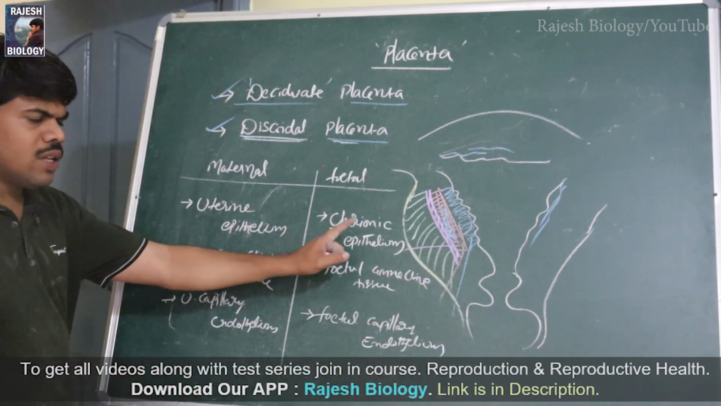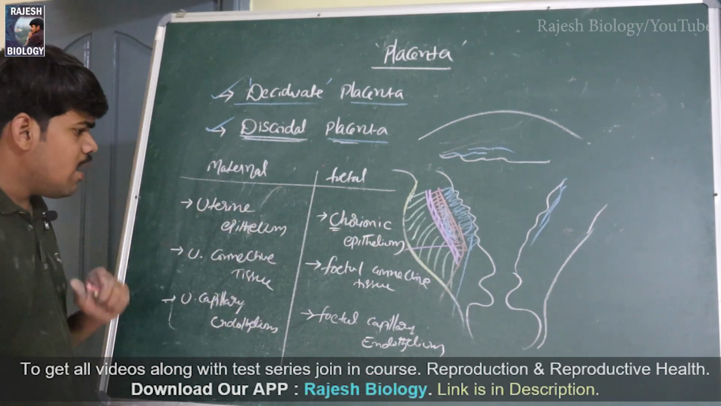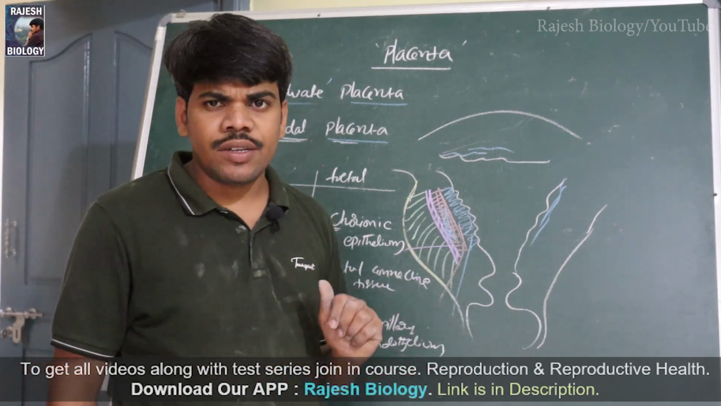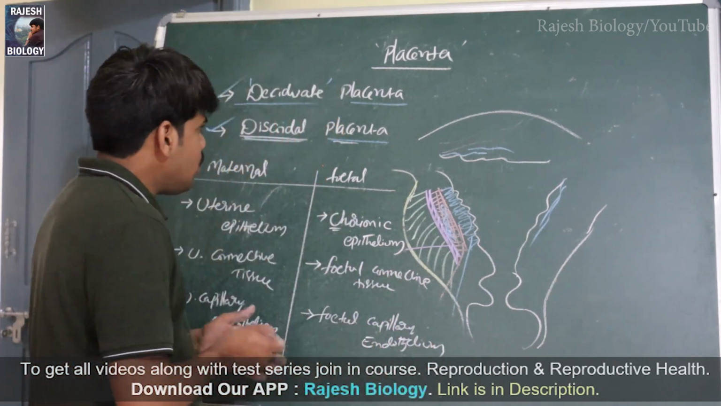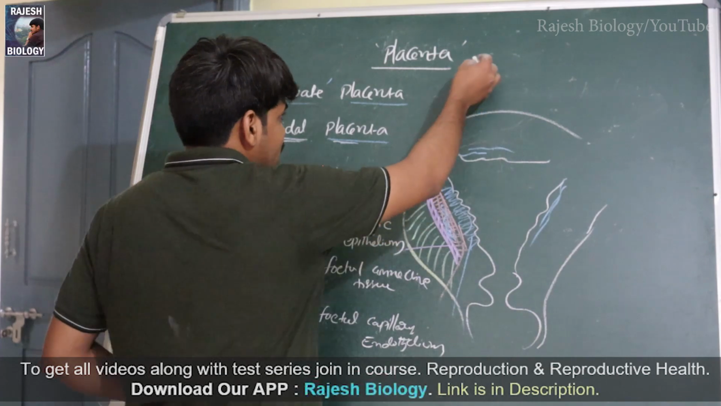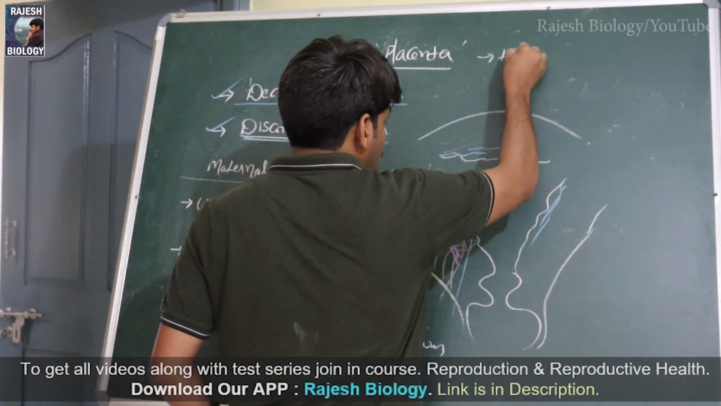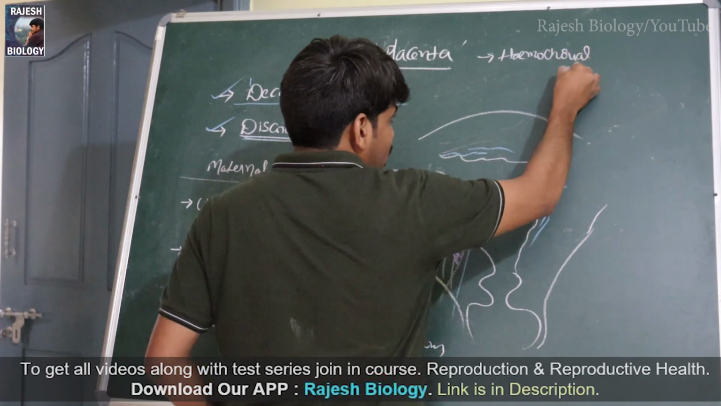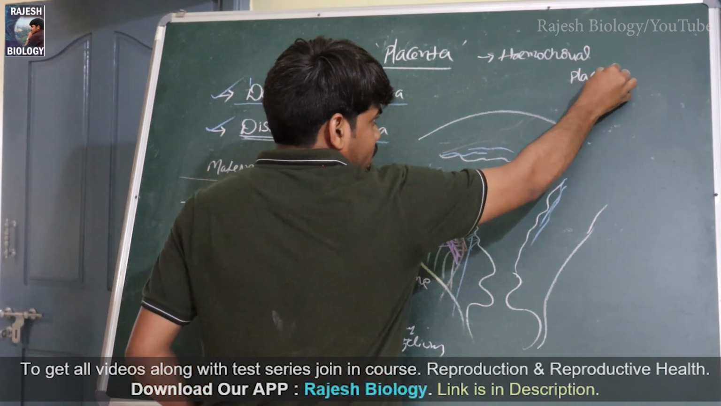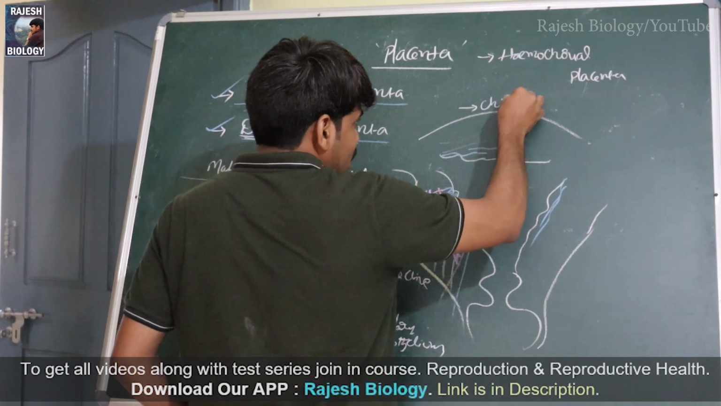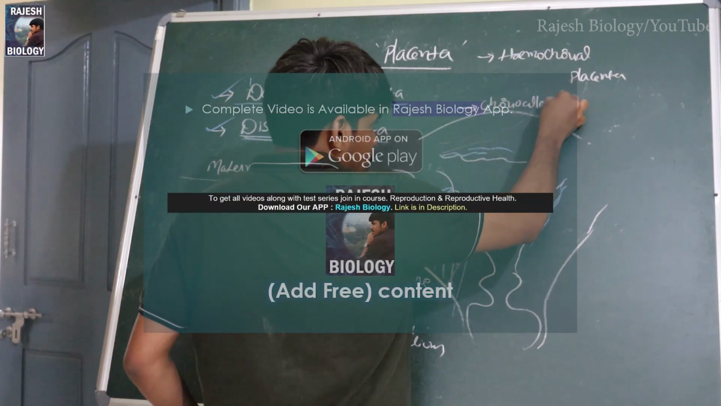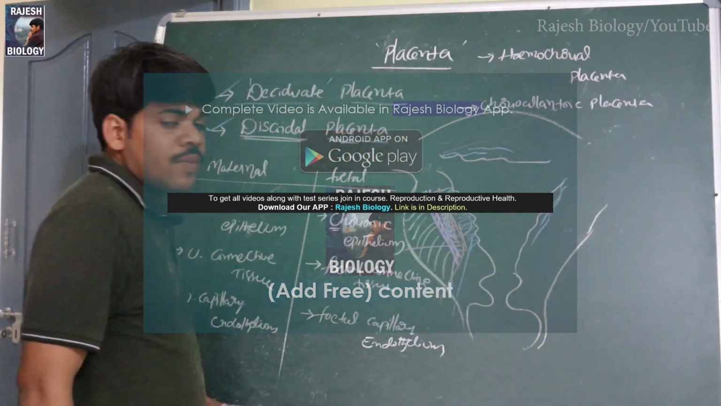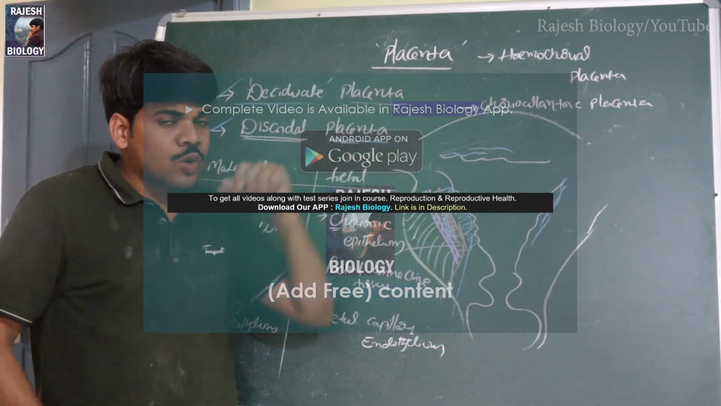These are the fetal parts of the placenta, and this is the maternal part of the placenta. This is clear, right? Now come to the other 2 names of this placenta: hemochorial placenta and chorioallantoic placenta. We have to know about these 2 things.